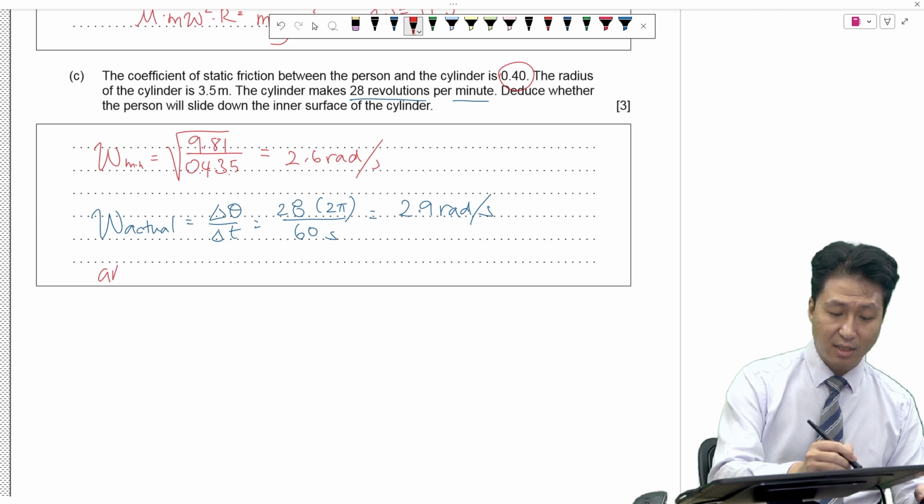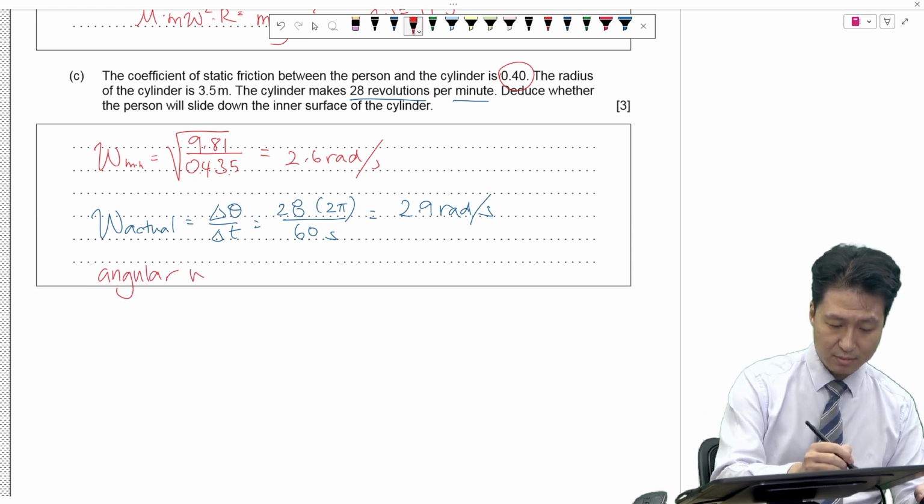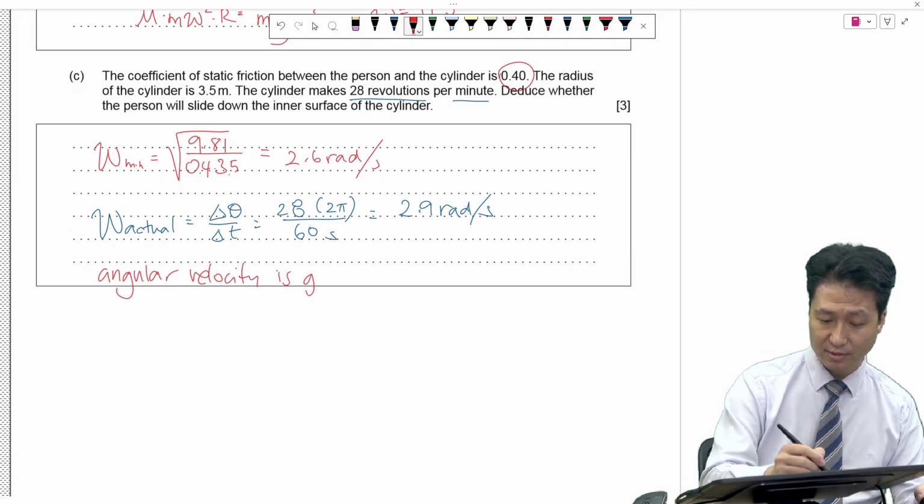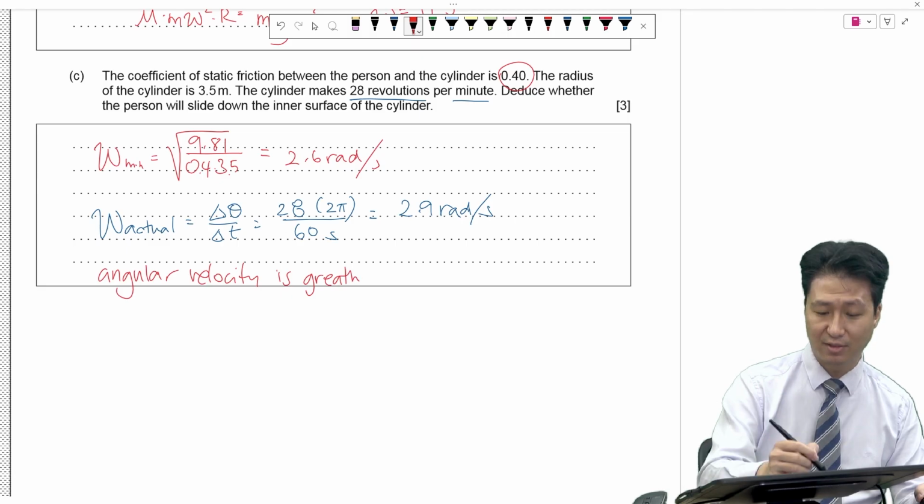And that means this angular velocity is greater than the minimum required, therefore he will not slide down.